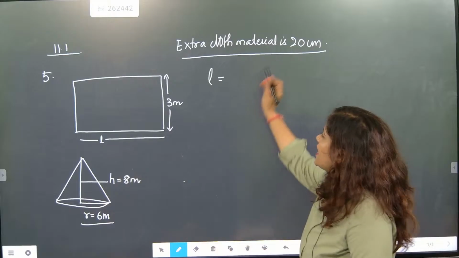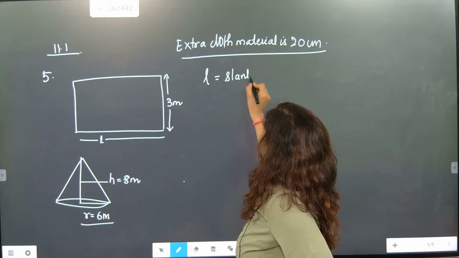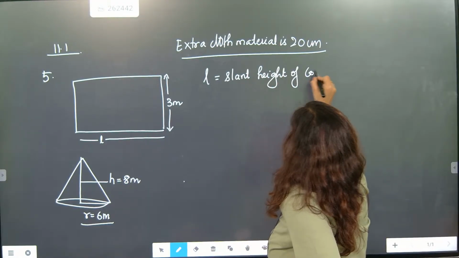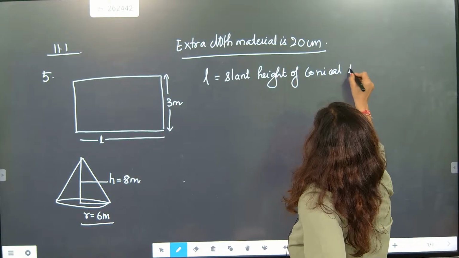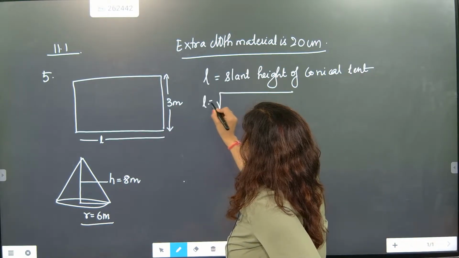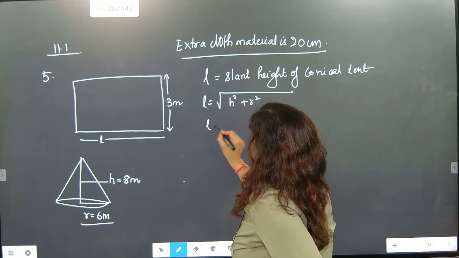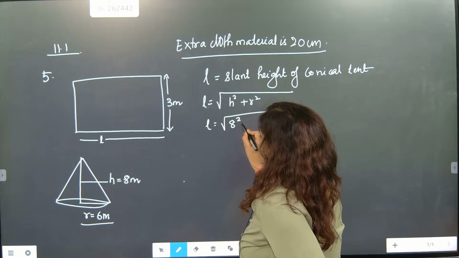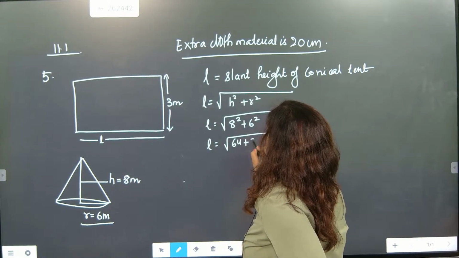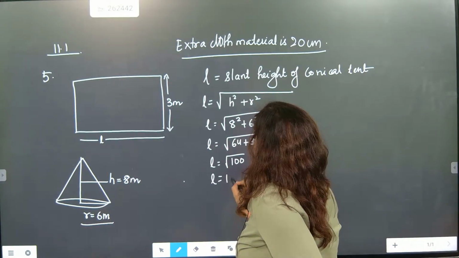L is what? Slant height of the conical tent. So L will be equal to root under h square plus r square. So L will be equal to 8 square plus 6 square. So L will be equal to 64 plus 36. So L will be equal to root under 100. L is coming as 10 centimeters.